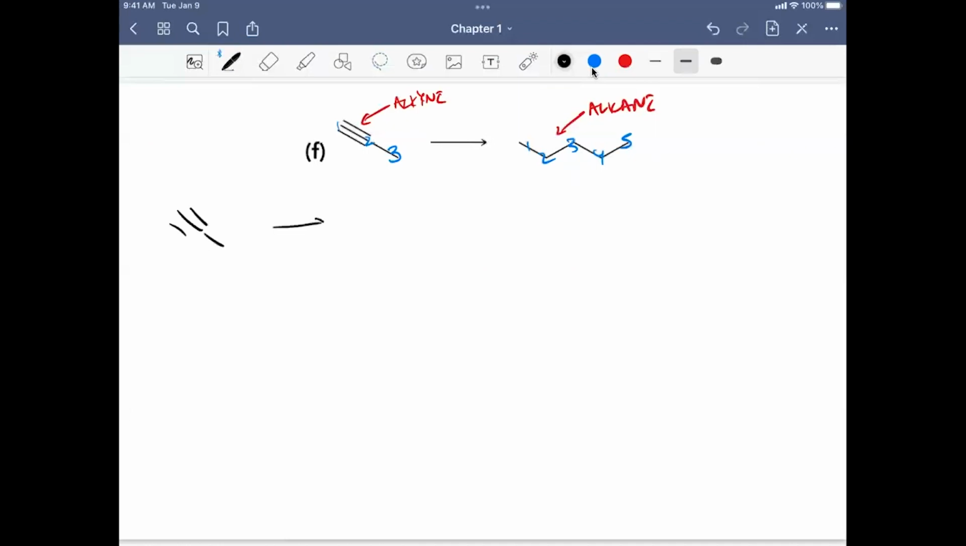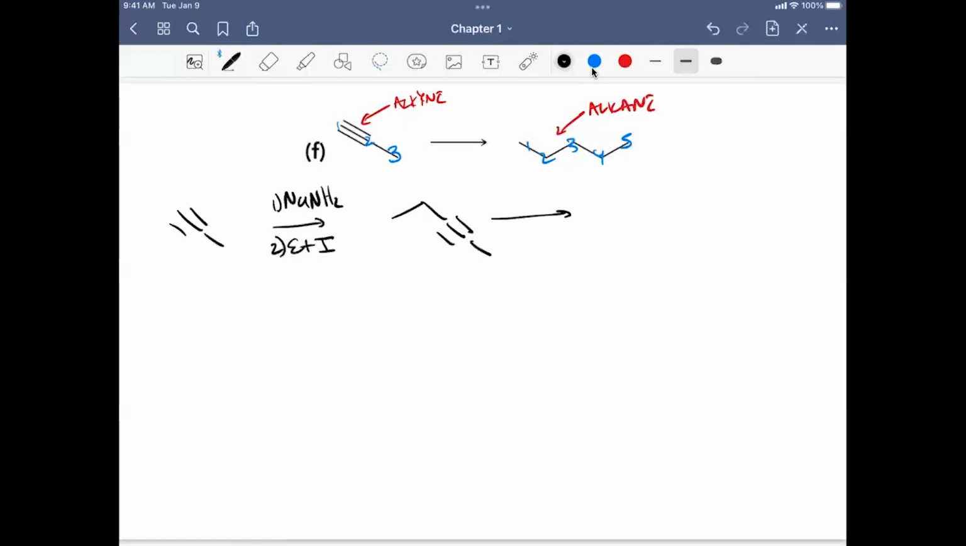We can just use NaNH2, and we need 2 carbons, so let's do EtI, so ethyl and iodine. So that'll get something like this, where we're adding 2 more carbons to our mixture.